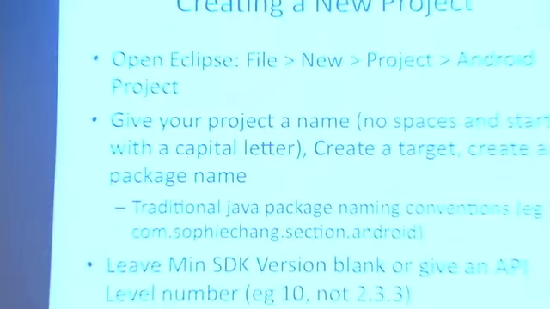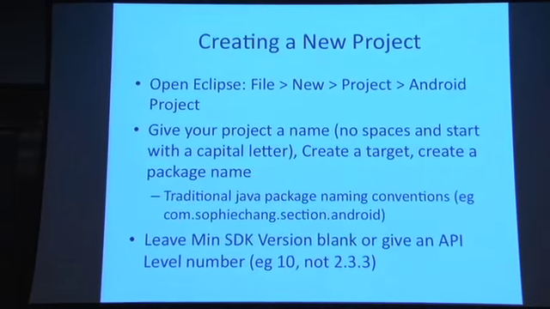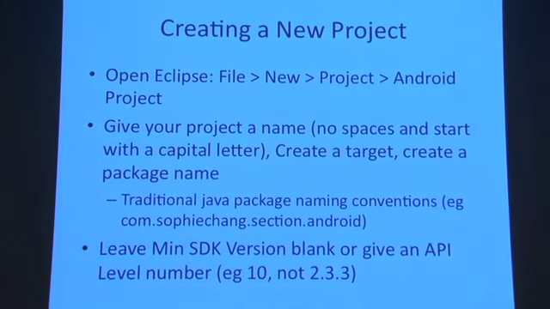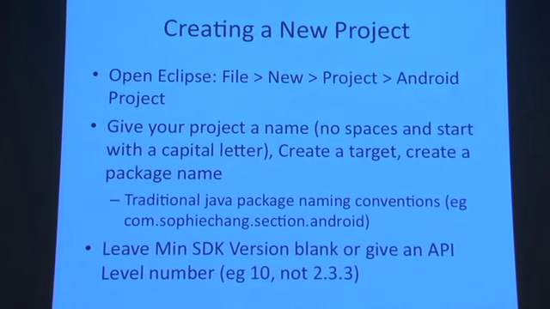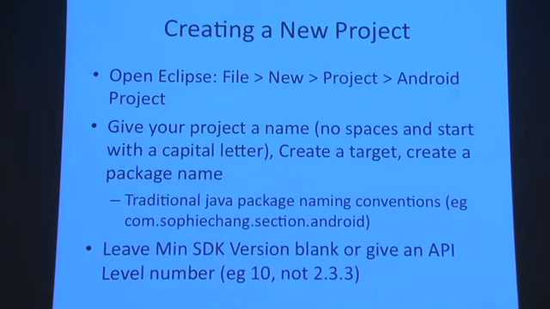Sorry. So to create a new project, we're just going to reiterate what Dan said earlier in lecture today. So we open Eclipse, and we go to File, New Project, and then Android Project. It will be in a folder with Android labeled, and you'll see Android project there. Next step would be to give your project a name. So you'd have no spaces in here, and using Java naming conventions, you'd start with a capital letter.